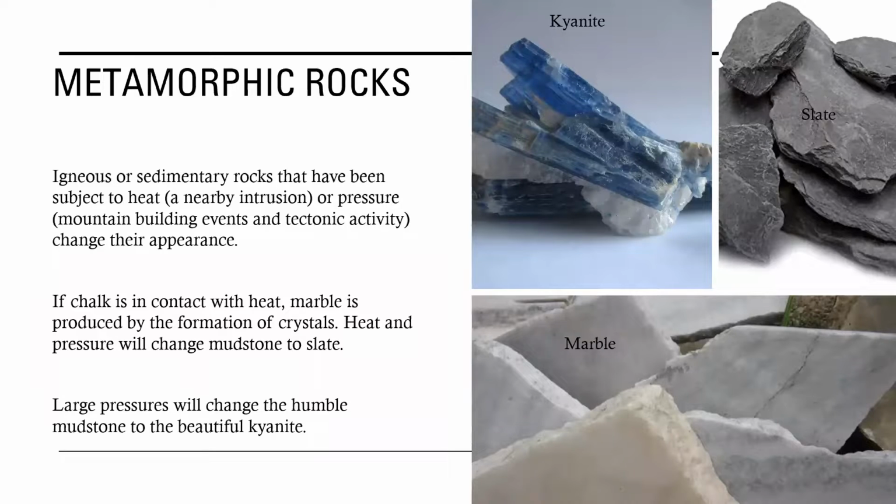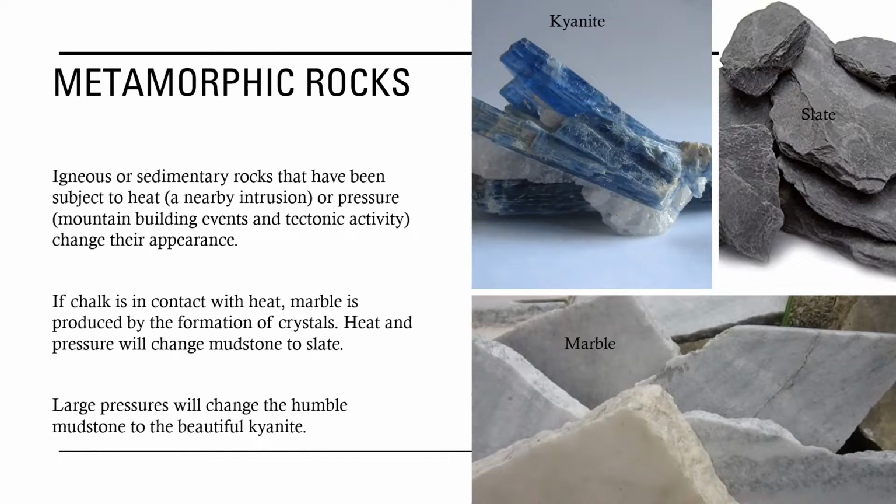Metamorphic. Okay, so we've got some examples here. Igneous or sedimentary rocks that have been subject to heat, so a nearby intrusion. Those igneous intrusions we saw last time, and magma coming up from the mantle, could change the rocks around them. Or pressure, so mountain building events and tectonic activity. So plate tectonics could cause them to be changed.